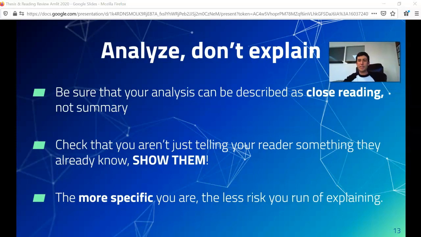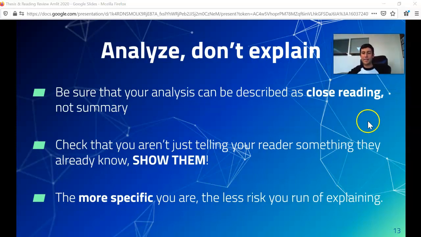And the last thing is to always go back and make sure you're analyzing, not explaining. You'll see that in turnitin.com, I have a quick note that I drop on some of your pieces of writing, on some of your Raisin in the Sun writings, that says analyze, don't explain. And this is what I'm talking about. Be sure that your analysis can be described as close reading, that you're really unpacking the author's words. You're not just summarizing it. You're not just telling the reader something that they already know. You're really showing it to them. You're breaking that thing wide open.